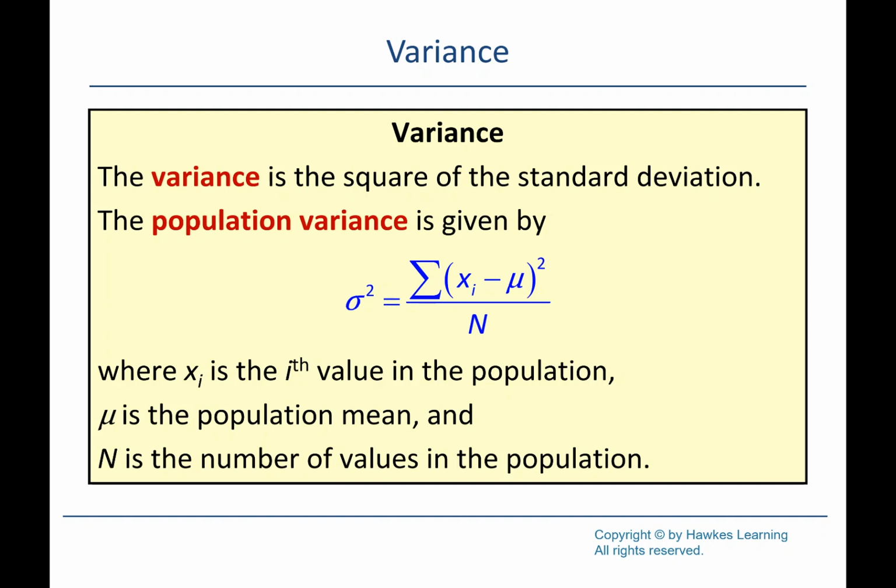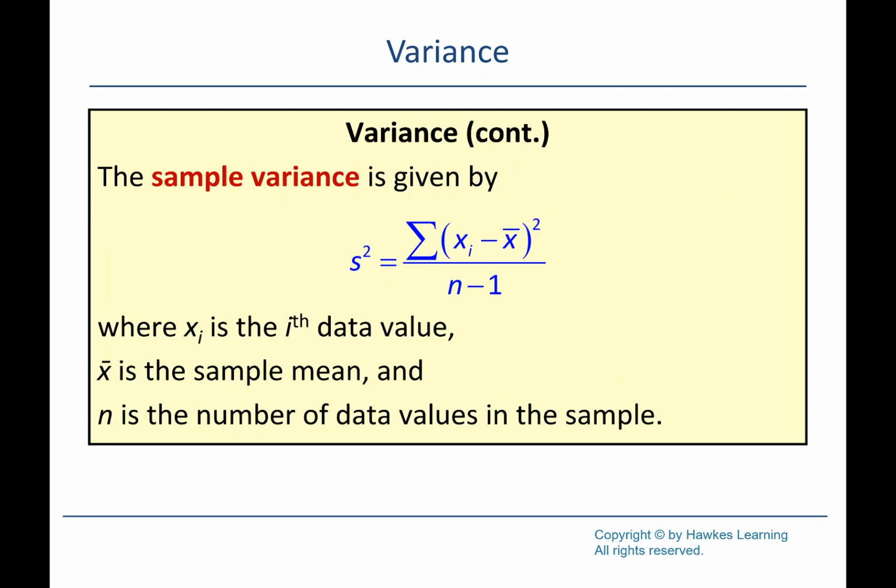And the same thing is true for the sample version. If it gives you sample variance and you want sample standard deviation, take the square root. So if we want S, that's just the square root of S squared.